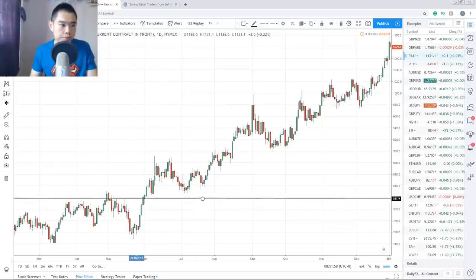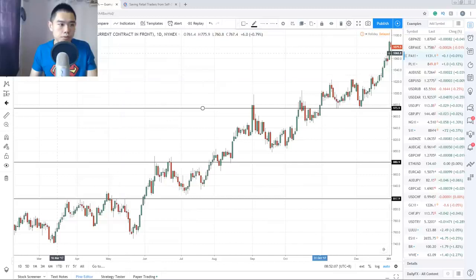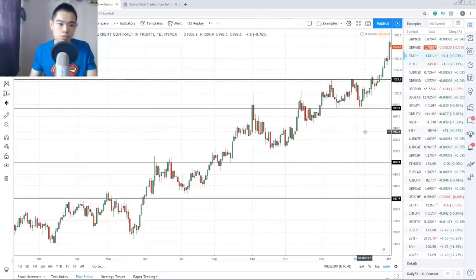So I see one over here, one possibly here, maybe slightly lower here, one about here, and another one here. I'm not going to fine tune these levels. These are just the levels that I see, straight off from here.